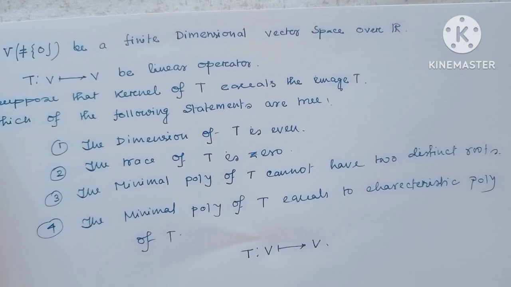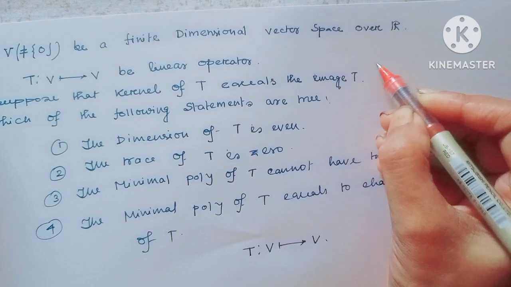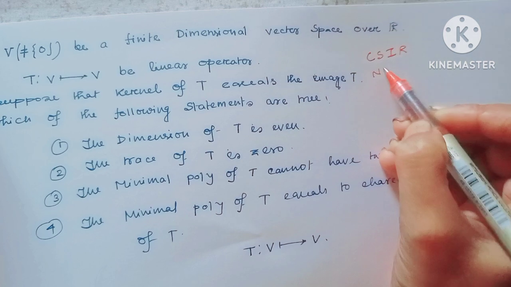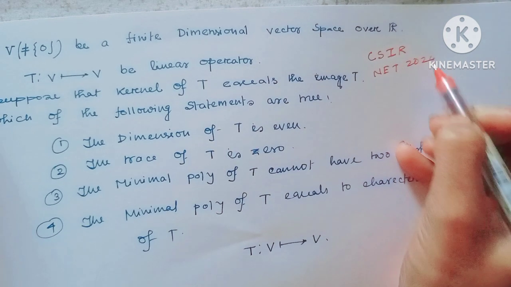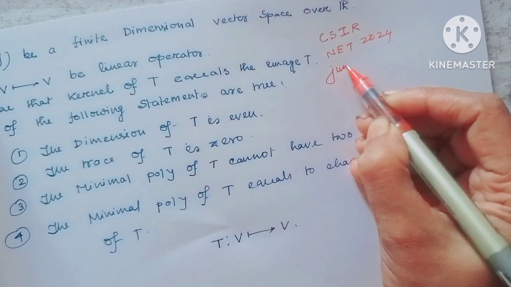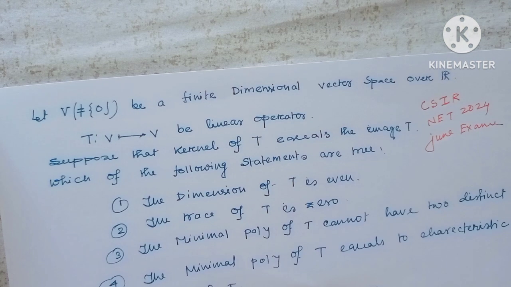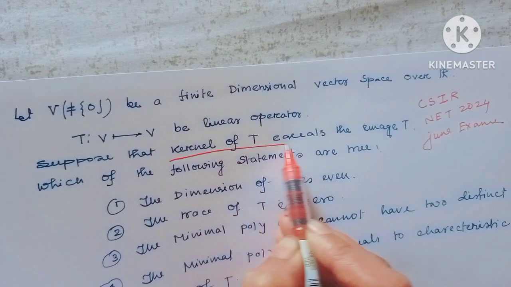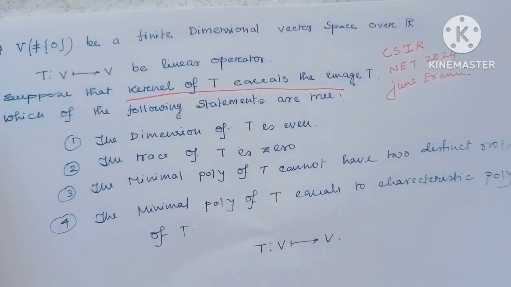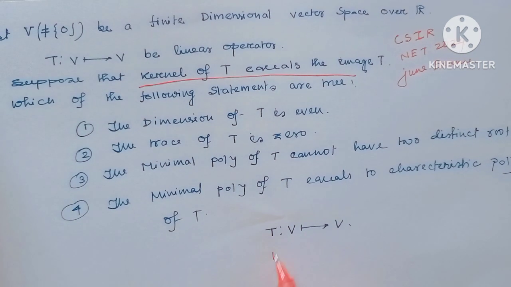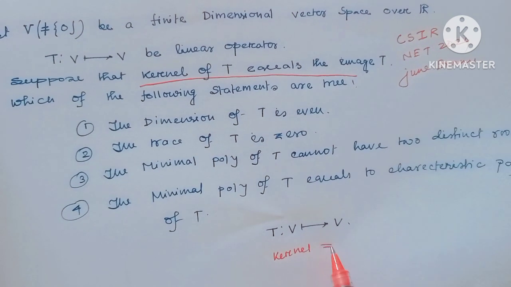Today I will see some examples of linear transformation which have come in different types of competitive exams. This example came in the CSIR NET 2024 June exam. The question is about a linear transformation where the kernel is equal to the image. That means T is a mapping from a vector space to a vector space, and kernel equals image.